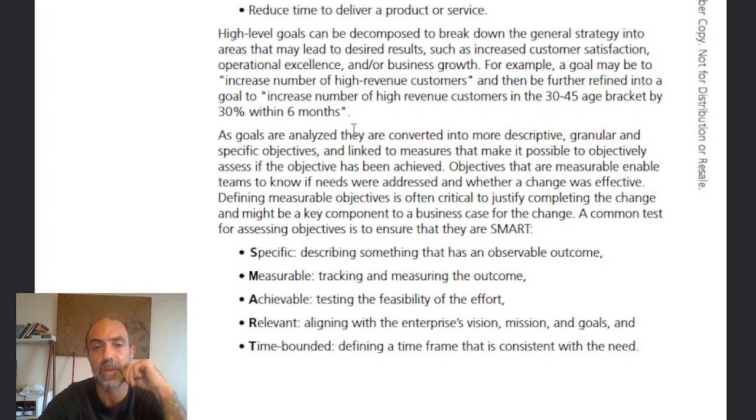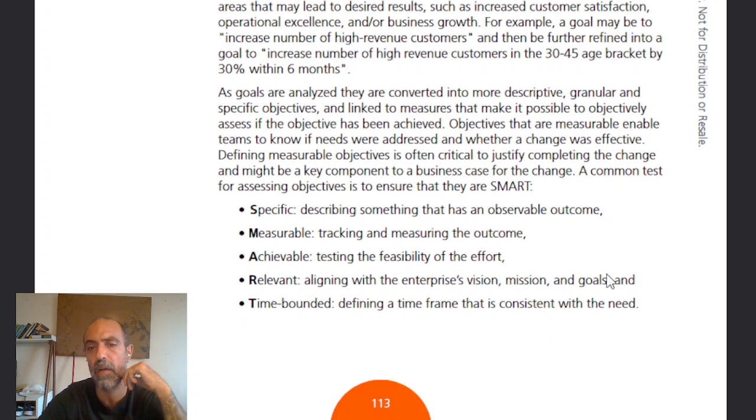Where the number 30% comes from, maybe it's based on how they've been growing so far and they want to push it or something like this. As goals are analyzed, they are converted into more descriptive, granular, and specific objectives and linked to measures that make it possible to objectively assess if an objective has been achieved. Okay, so basically we connect them with objective points where we reach this, and from there we actually have to decide how to achieve them or what it actually entails.